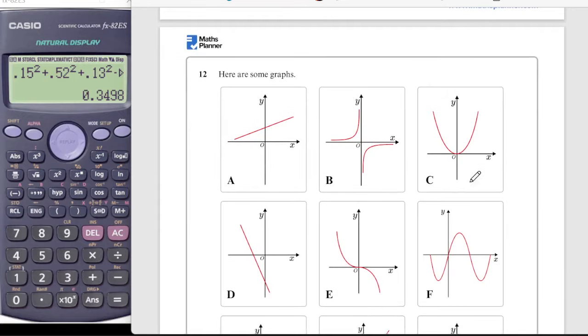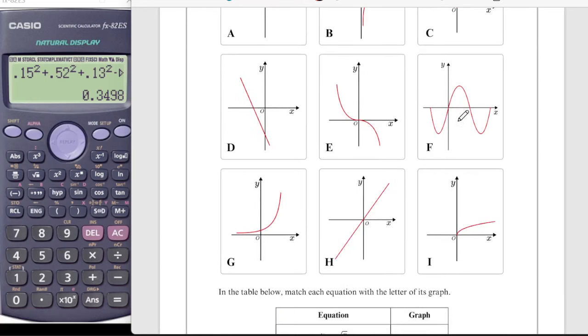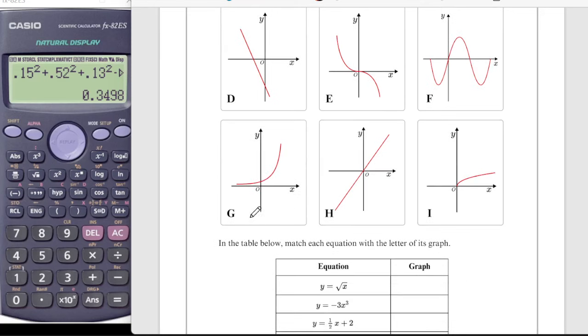Question 12, here are some graphs. So we've got a linear, we've got a negative reciprocal, quadratic, another linear with negative gradient, cubic, looks like a sine curve, an exponential, another linear, and then we've got part of a square root, I think. Yeah, that would be a square root.